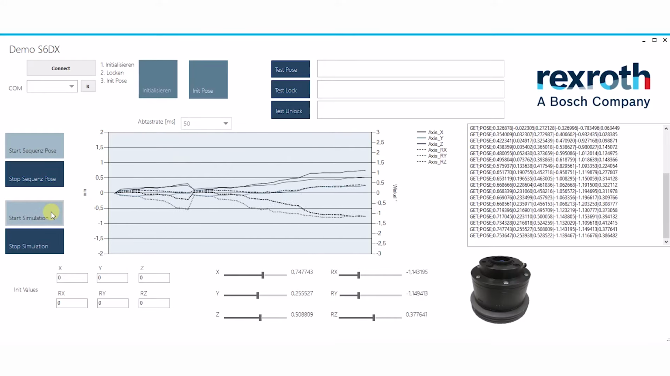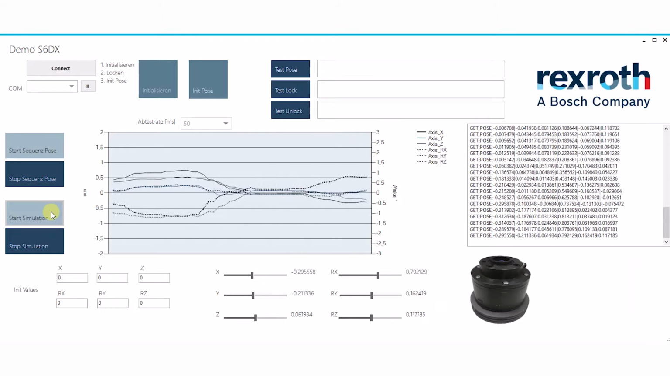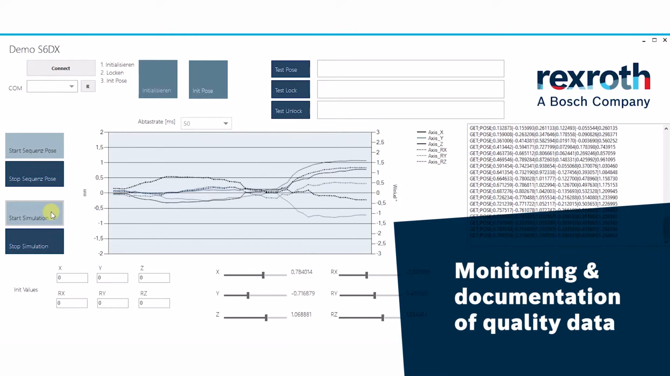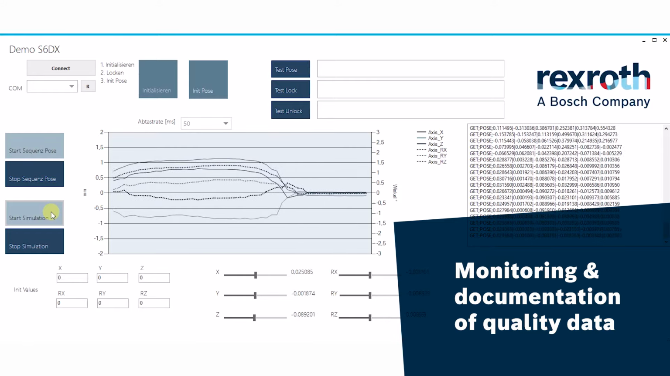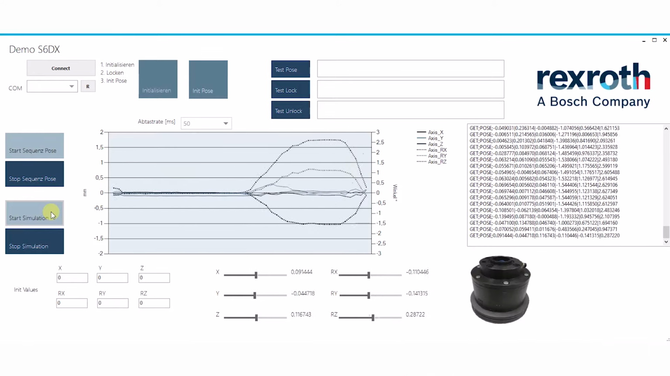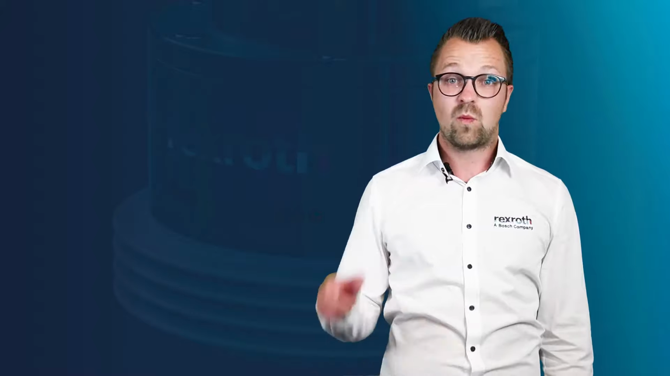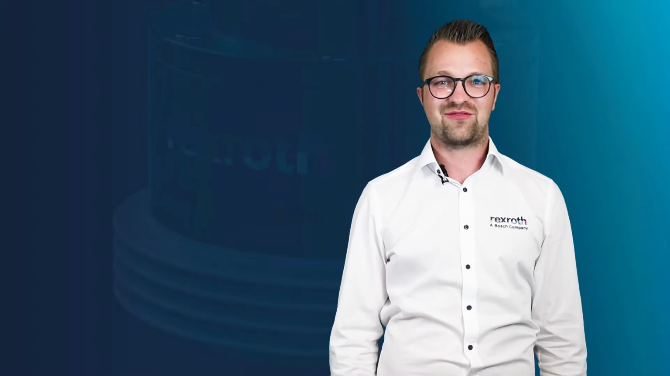Additionally, the Smart Flex Effector gives us the possibility to monitor and document quality data, for example, during welding of battery packs. Enough said, what is your use case for our Smart Flex Effector?